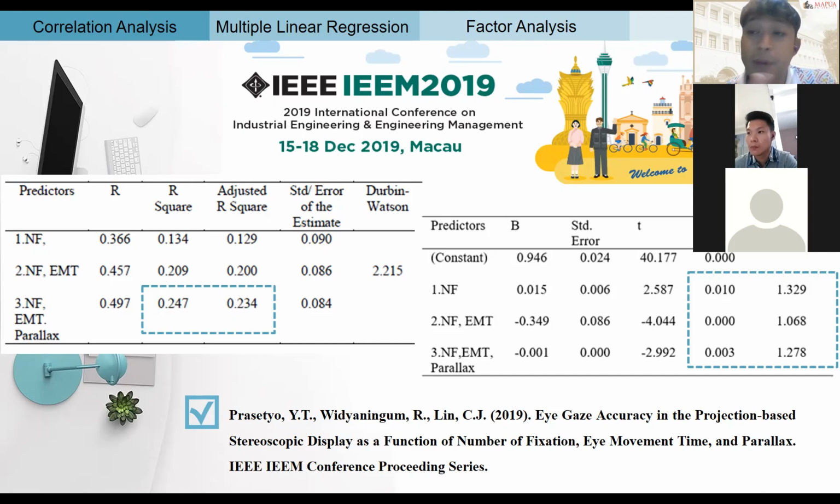And perhaps from that equation, the next people can try to make it even better. So don't worry if your R-square is actually quite low. Be brave a little bit.